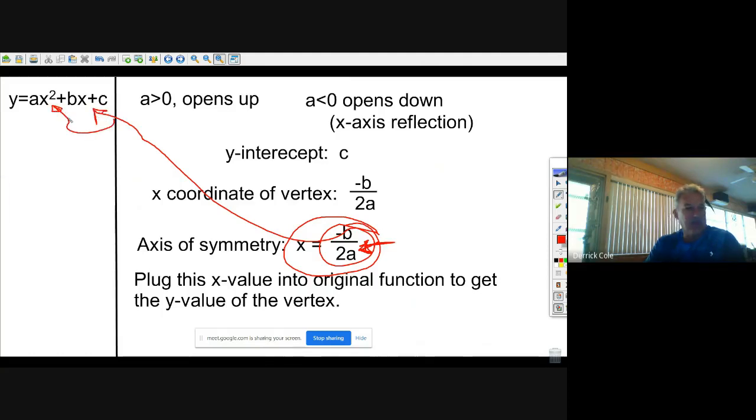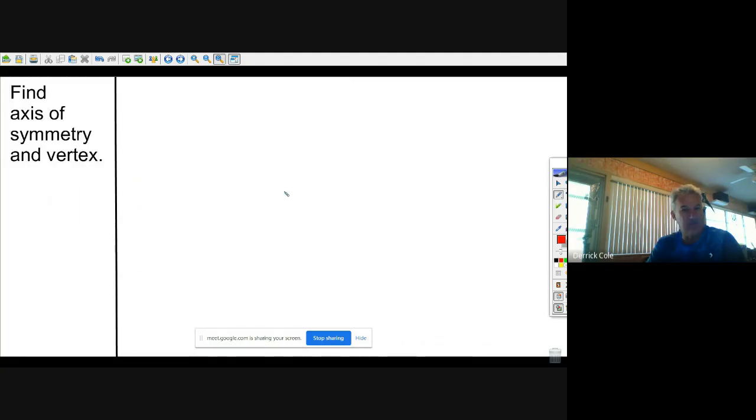And we're going to get a value for y. Then we're going to get another number, and then we're going to have our vertex x, y. All right, so follow along. I will show you how to do this.